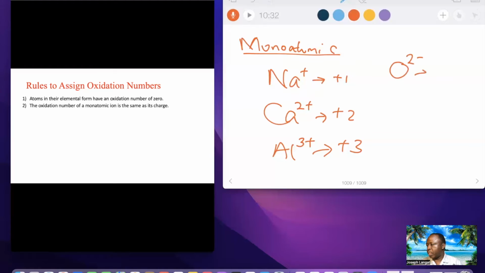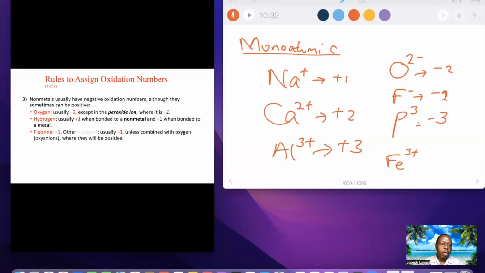O2 negative has a charge of -2. Fluorine or fluoride has a charge of -1 and so forth. Phosphorus has a charge of -3. So oxidation state or oxidation number, the same thing. The oxidation state or oxidation number for a monoatomic ion is the same as the charge on the ion. Iron 3, for example, has an oxidation state of +3.